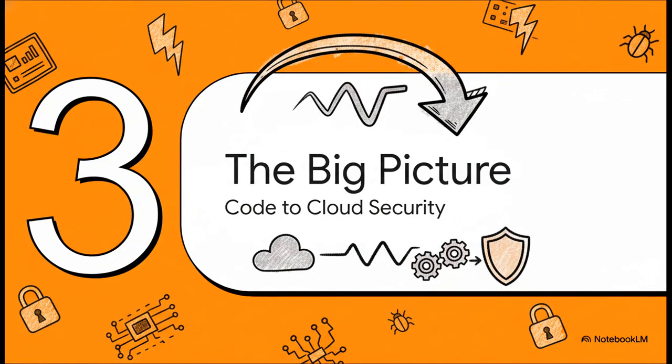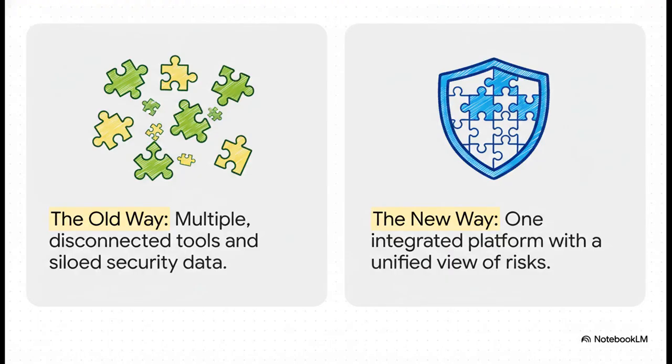Okay, so we've seen the three pillars. Now let's just zoom out for a second and look at the big picture here. Because when you put all of these pieces together, what you get is a really powerful end-to-end security strategy that covers that entire application lifecycle. And the contrast is, well, it's stark. The old way was this reactive scramble with a bunch of disconnected tools and data stuck in silos. The new way, with a CNAPP like Defender for Cloud, is all about having one integrated platform. This gives you a single, unified view of risk, it empowers you to be proactive, and it actually embeds security right into your DevOps workflow.